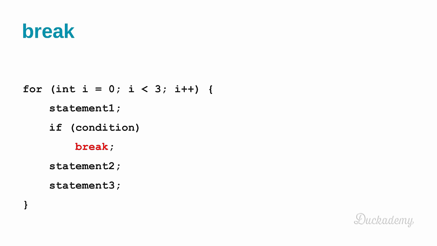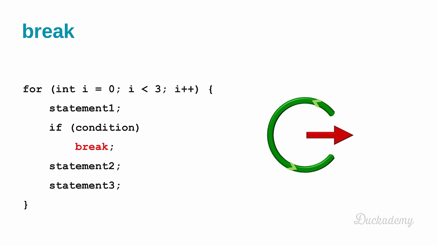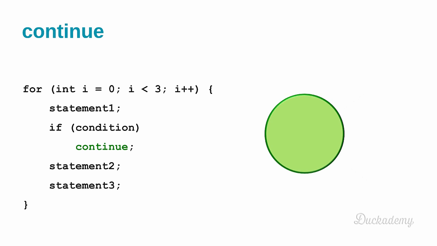Okay, let's see what the break is. We saw the same keyword in the switch, but this is somewhat different. The break breaks the loop. So if we execute this break when the condition is true, then the break goes out of the loop. What is the continue? If we execute the continue, then it begins a new iteration of the loop.